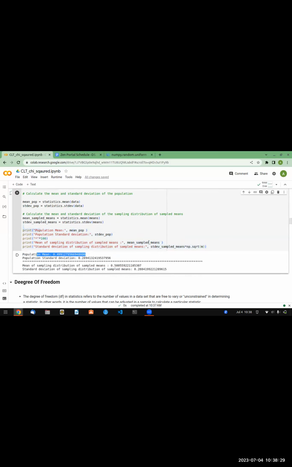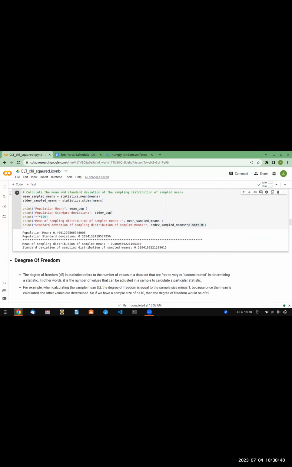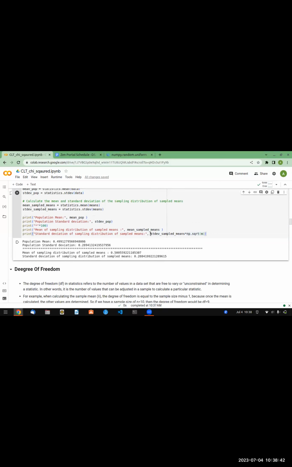Now, according to this, the mean will be nearly equal. That is not a problem, right? What about the standard deviation? You have to multiply by the square root of m. Here, m we have taken as 100, isn't it? So the standard deviation of the sampled means times the square root of m will be nearly equal to the population standard deviation, which also holds true here.